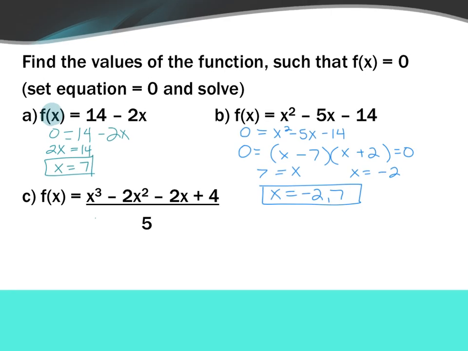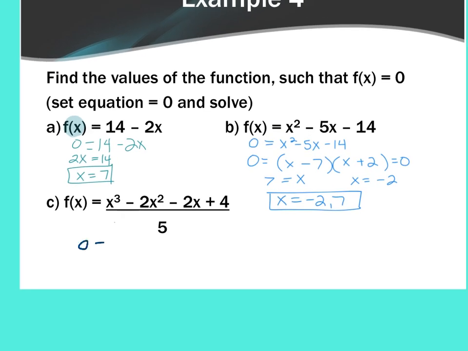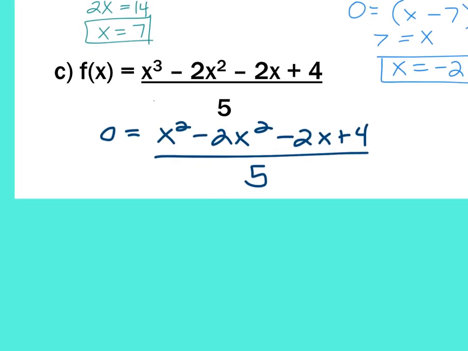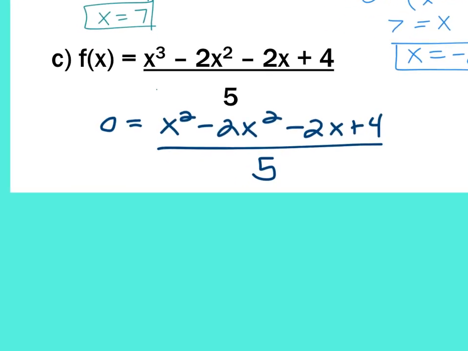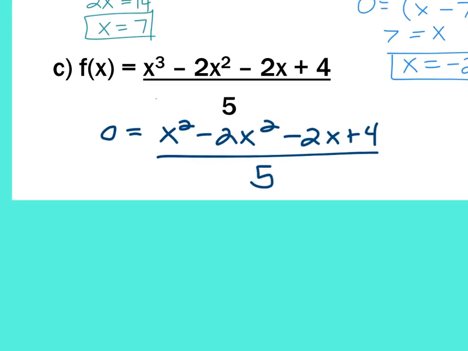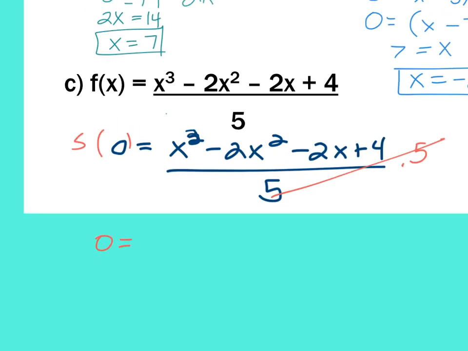And the last one, 0, would equal x squared minus 2x plus 4 over 5. So how do I start that? What's the first step? Before you get there. Get rid of the 5, right? So multiply the 5 on both sides so it's gone. And I get 0 equals x squared minus 2x plus 4.